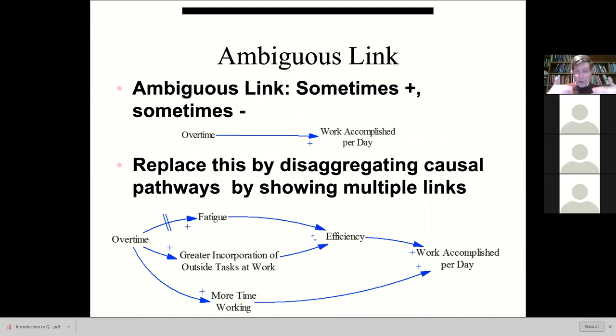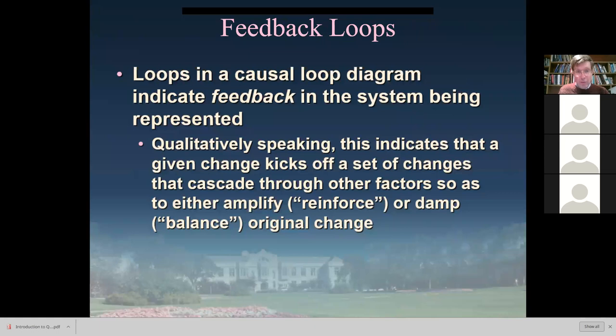Often we knit together these causal loop diagrams into pieces where we have what are called causal pathways, or mechanistic pathways, by which one factor can influence others. And not surprisingly, there are often many such pathways. So overtime, for example, can allow you to have more time working, which may increase your work accomplished per day, but it can also lead to fatigue, which lowers your efficiency, which pushes back against that effect and lowers work accomplished per day through that pathway compared to what it otherwise would have been. And similarly, it leads to incorporation of tasks outside of work.